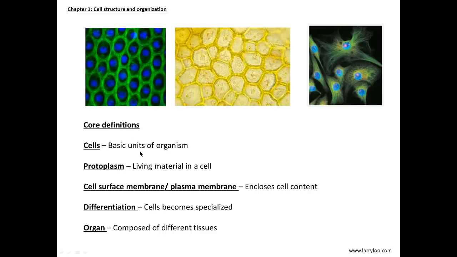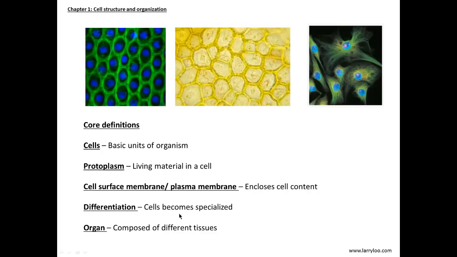Cells are the basic units of an organism, and together they form tissues and organs which are vital for every living organism. Protoplasm is the living material in a cell and contains many small molecules such as amino acids and ions for the cell's survival. The cell surface membrane, or rather the plasma membrane, is the outermost covering of the cell, and its function is to enclose the cellular content. Differentiation is a process by which a cell becomes more specialized for a particular function. For example, a stem cell might undergo differentiation to become a neuron, which is essentially a neural cell. An organ is composed of different tissues.